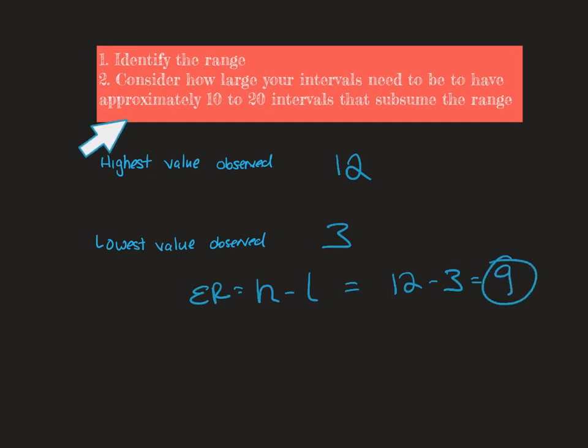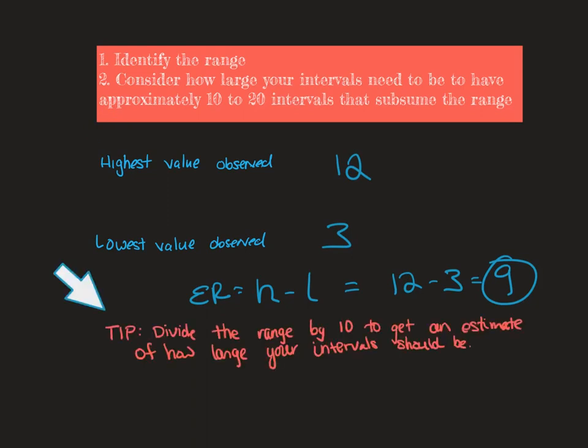Now we can move on to step 2. When we create a frequency distribution, we like to use between 10 and 20 intervals to subsume the range of data. That means we want to have between 10 to 20 rows in the table. The reason for this is if we have fewer than 10, we're probably not giving enough information. But if we have more than 20, our table starts to look overwhelming and it doesn't do its job of summarizing things simply and easily for the viewer.